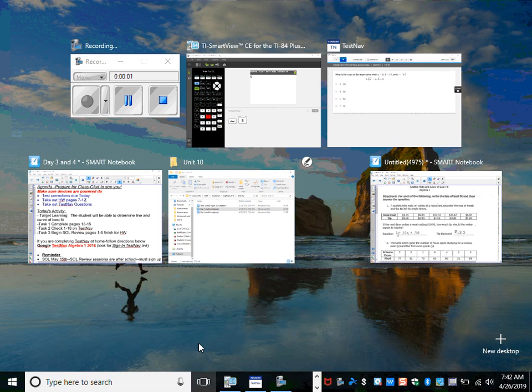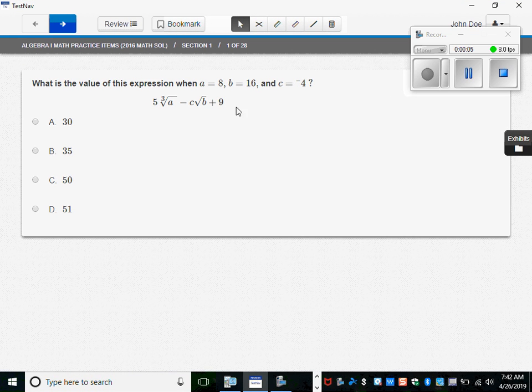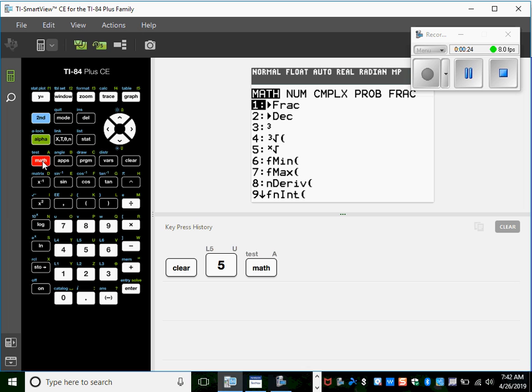Number one, let's just take a look at it again. So this is a test nav question, and these types of questions, you can just type these symbols right into your graphing calculator. So we're going to practice doing that. All right, so we're going to hit 5, and then to get to the cube root, we're going to hit the math key, and we're going to hit option 4.